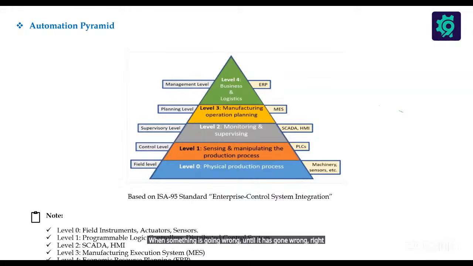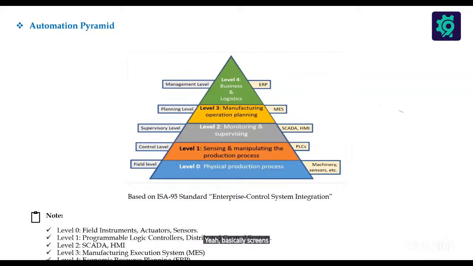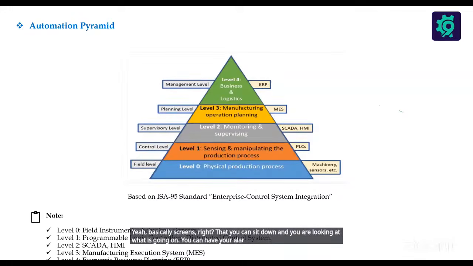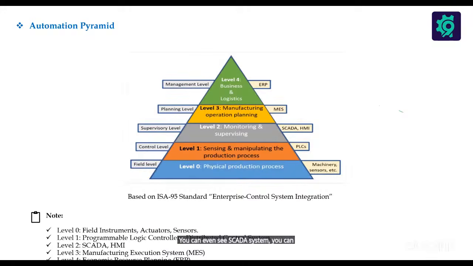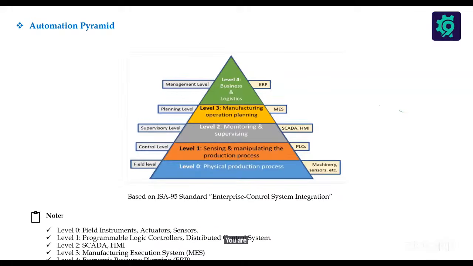That is why on level two we talk about monitoring and supervising, which is the supervisory level. That's where we have SCADA and HMI. Your SCADA and HMI are basically screens that you can sit down and look at to see what is going on. You can have your alarms display or pop up on your HMI. If it is a SCADA system, you can collect data, save it, or log it on an SQL server somewhere. You are collecting data as the system is operating.